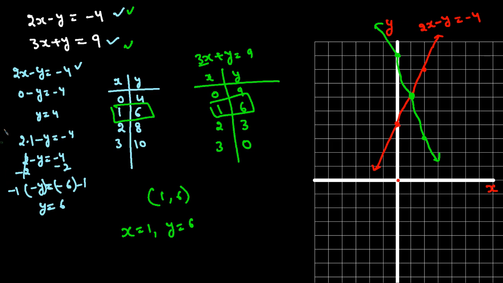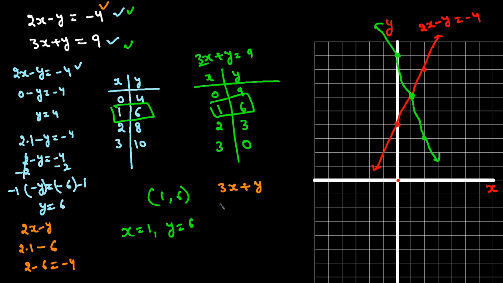Let's try that too. Let's take 2x minus y. If x is 1, that gives me 2 times 1 minus y, which is 6. So 2 minus 6 is equal to -4, and that's what it is. So that means these points work for the first equation. Let's try the second equation. The left hand side for the second equation is 3x plus y.